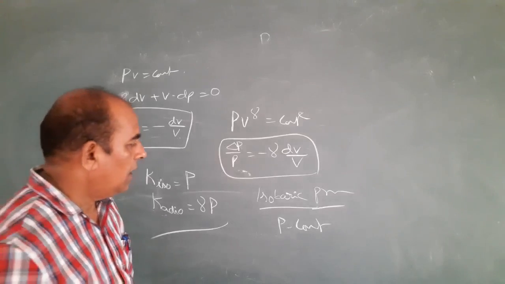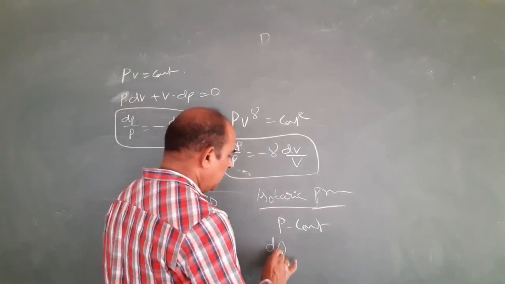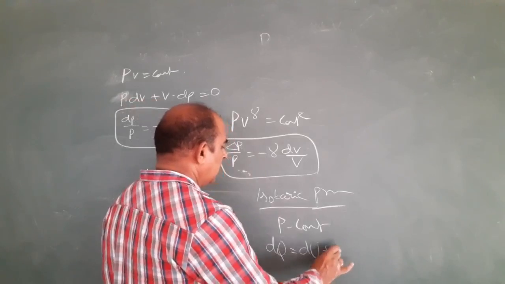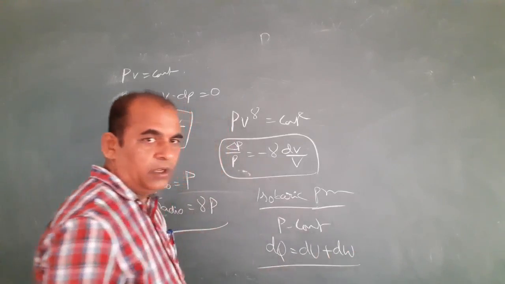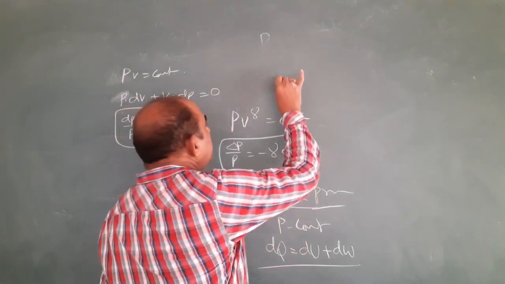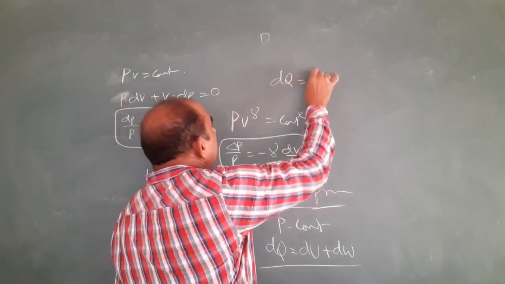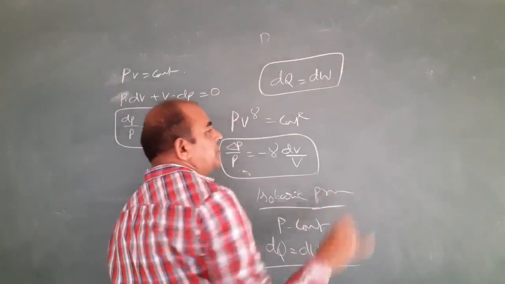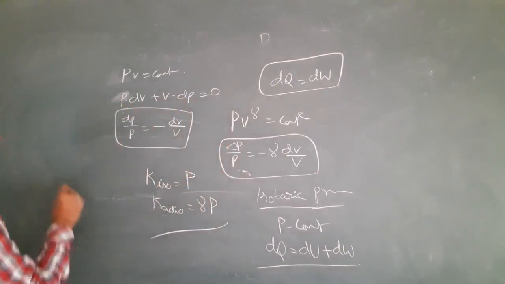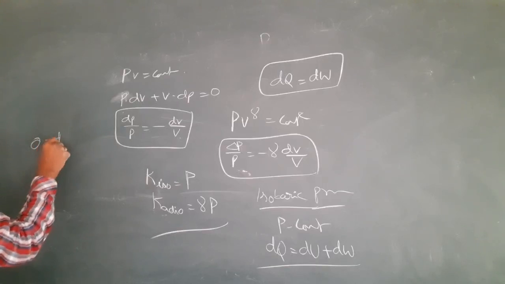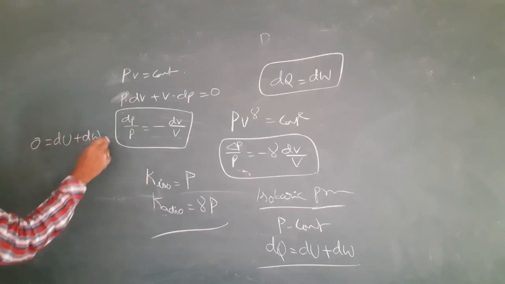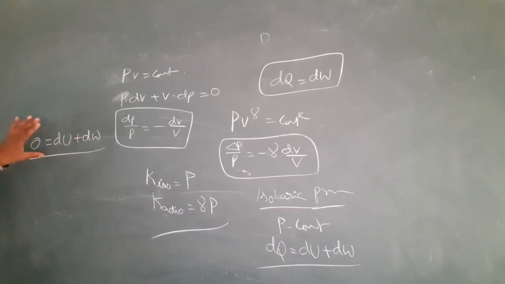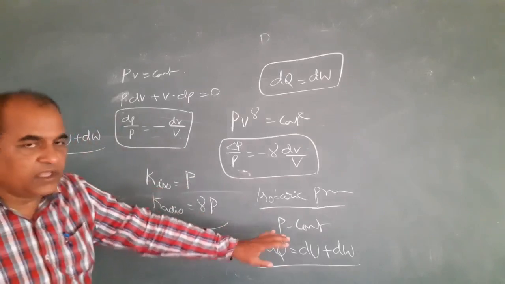And the first law of thermodynamics: dQ is equal to dU plus dW. In an isothermal process, dU is zero. Therefore, dQ is equal to dW. In an adiabatic process, dQ is zero, so 0 is equal to dU plus dW. This is the adiabatic process; the first law becomes like this. But here nothing is zero.